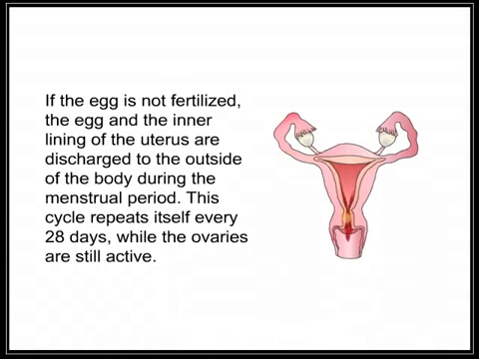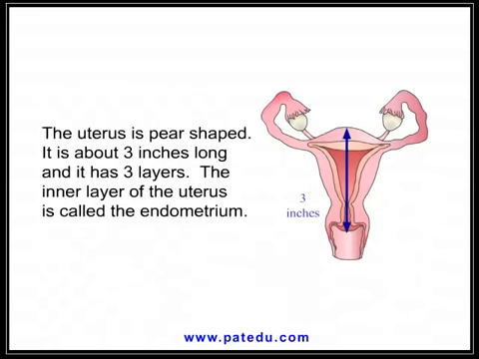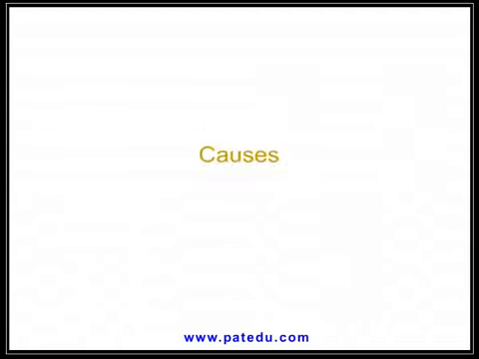If the egg is not fertilized, the egg and the inner lining of the uterus are discharged to the outside of the body during the menstrual period. This cycle repeats itself every 28 days while the ovaries are still active. The uterus is pear-shaped. It is about 3 inches long and it has 3 layers. The inner layer of the uterus is called the endometrium.